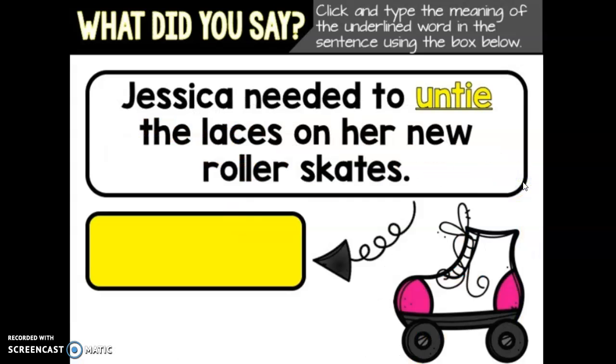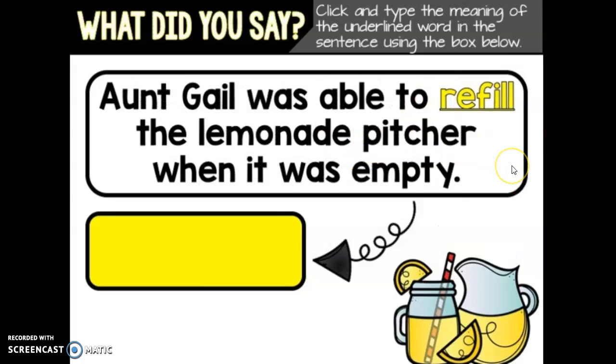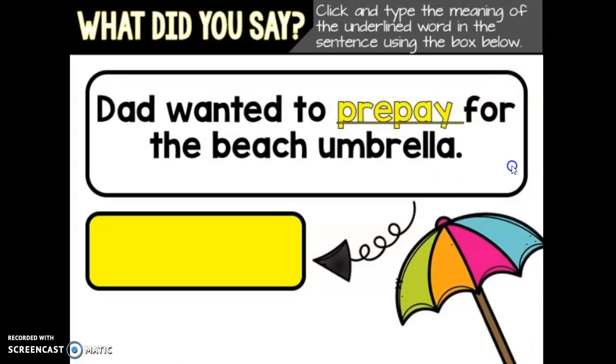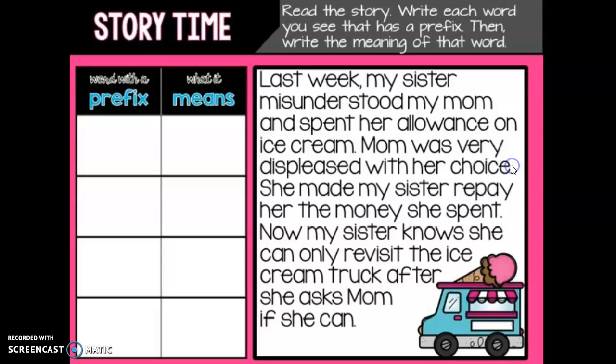Next, Jessica needed to untie the laces on her new roller skates. Angel was able to refill the lemonade pitcher when it was empty. Dad wanted to prepay for the beach umbrella.